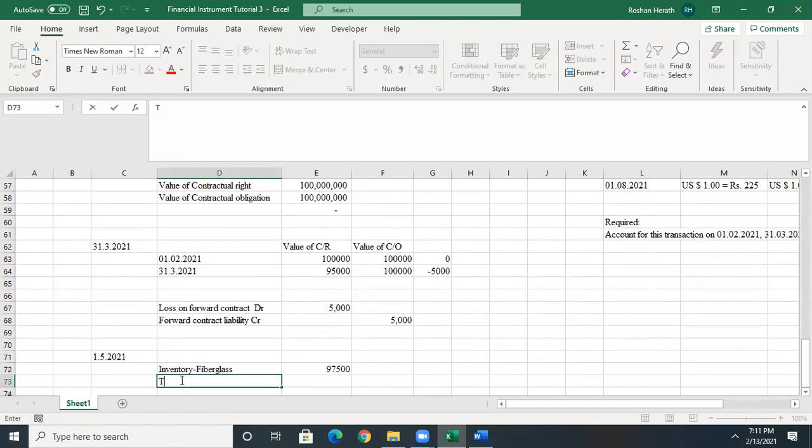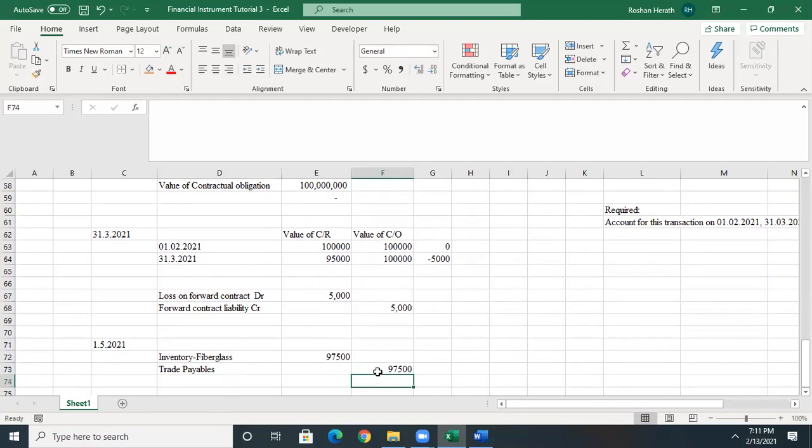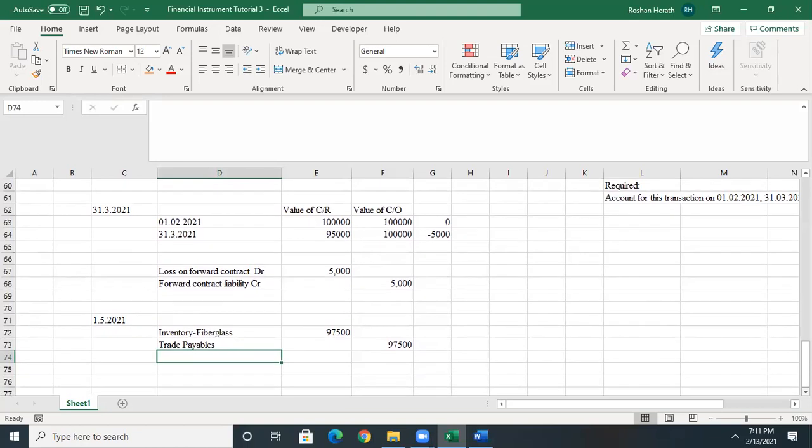So this creates the liability, that is your trade payables, denominated in the foreign currency. It's $500,000. It's 97,500. So this is the recognition of the asset, of inventory.